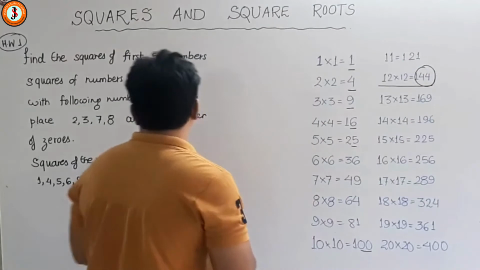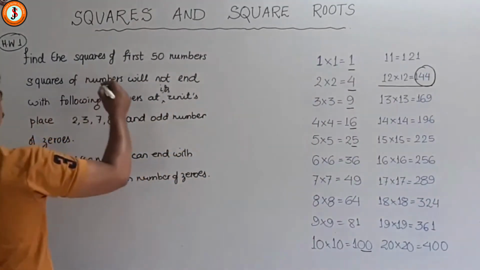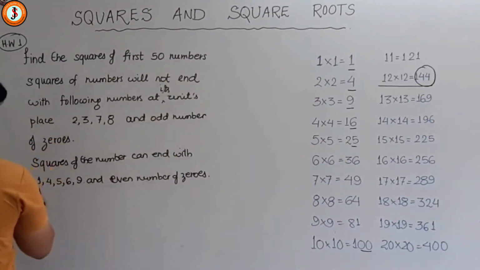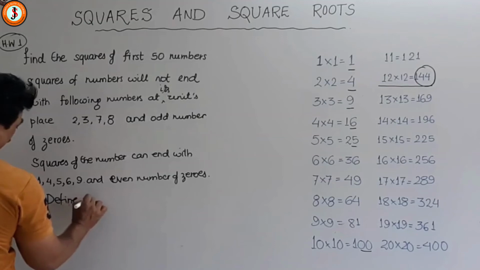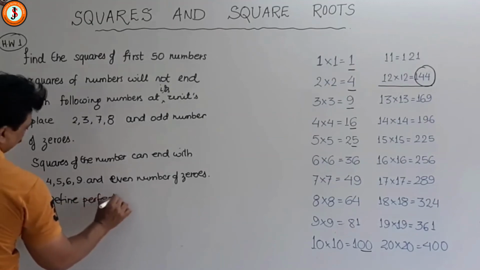So homework 2 will be: define perfect square and explain through examples.